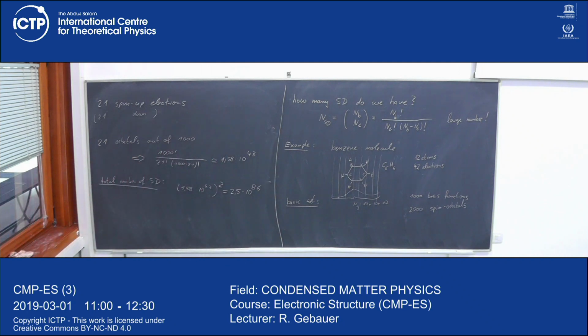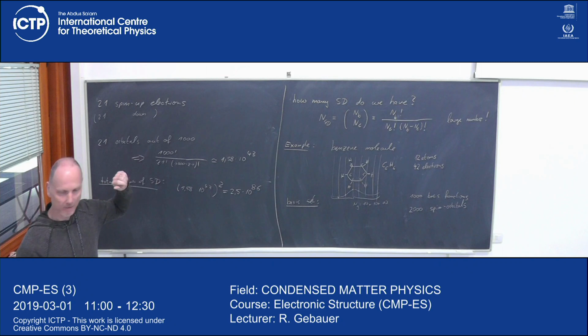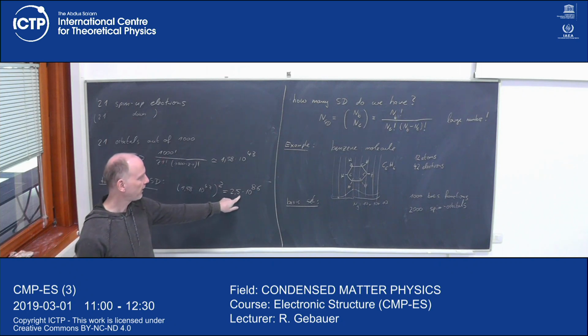So in order to store the many electron wave function, and this is only the electronic problem, in order to store it in a computer, you have to store 2.5 times 10 to the 86 complex numbers.